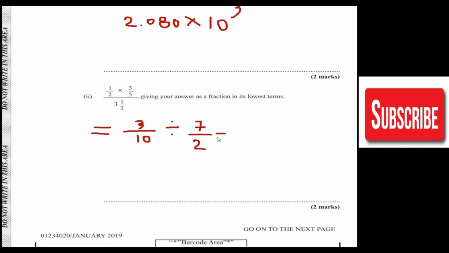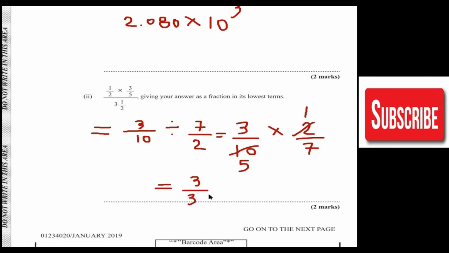And so what we have is 3 over 10, and when you're dividing, you flip it and change the sign to multiplication. So it's being multiplied by 2 over 7. 2 can go into itself 1 time, and 2 can go into 10 5 times. So the result is 3 times 1, which is 3, over 5 times 7, which is 35. So that is your answer, 3 over 35.